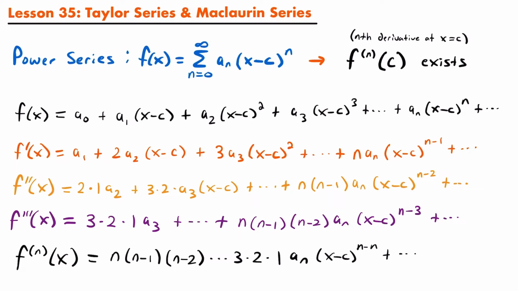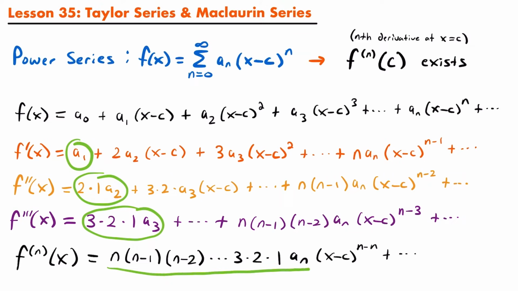All right, and so if we take a look at those constant terms, I'm going to circle them here, and that would also include this term right here. What do you notice about each of those terms? Well, the first term, we have 1 times a sub 1.